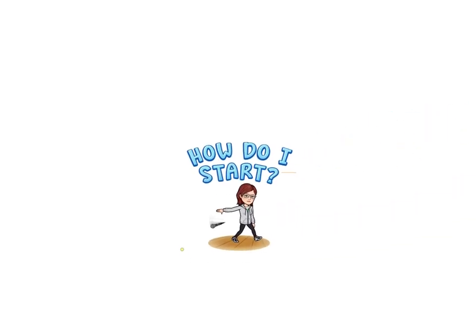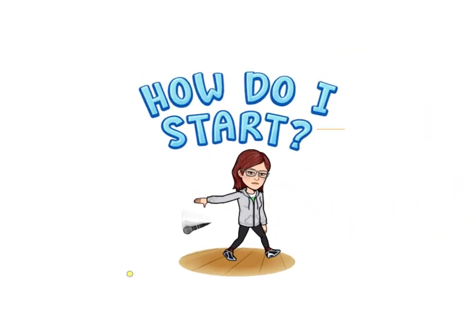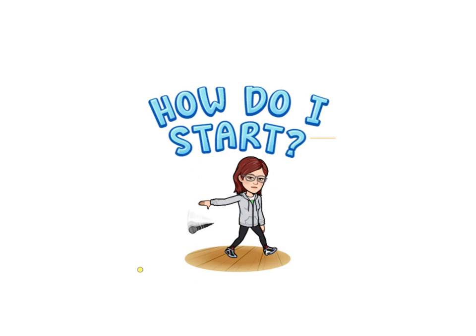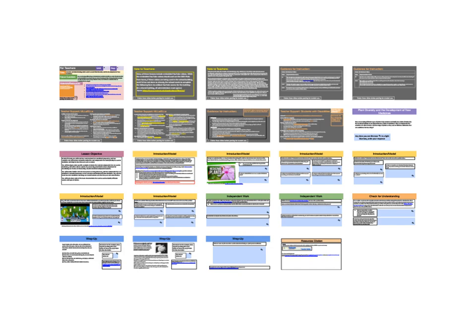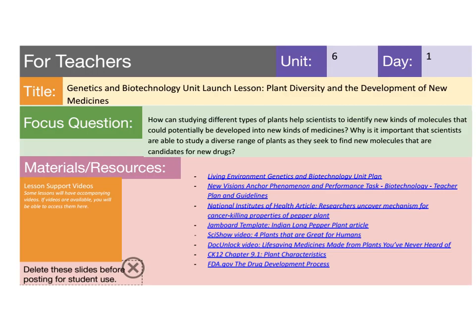I guess the question is now, wait, but how do I start? How do I write a compelling, great language objective for my English language learners? All right, so to be able to do that, let's take a look at our lesson for today. So we are actually launching our unit number 6 today on genetics and biotechnology. And we have an essential question in here: how can studying different types of plants help scientists to identify new kinds of molecules that could potentially be developed into new kinds of medicines?